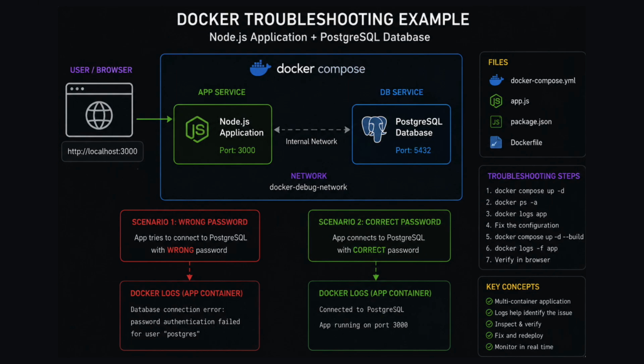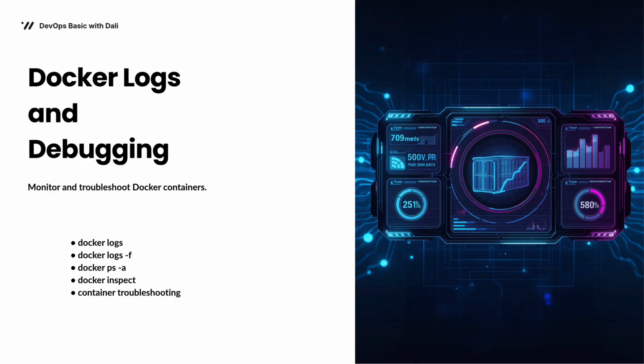Before finishing, let's summarize the troubleshooting workflow we used in this example. The Node.js application container communicates internally with the PostgreSQL database container through Docker Compose networking. Initially, the application failed because the database password was incorrect. Using docker logs, we identified the authentication error, fixed the application configuration, rebuilt the container, and verified the application working correctly again. And that's it for this tutorial.